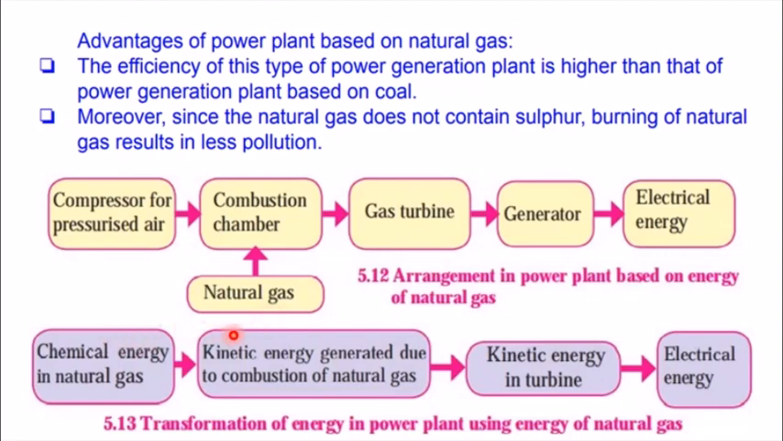Now, how is the transformation taking place? First, that is chemical energy. We all know that in natural gas, we have chemical energy. That chemical energy is then converted into kinetic energy, which is generated due to combustion of the gas. High temperature and pressure is created, that means kinetic energy is being formed. That kinetic energy is then converted into kinetic energy in the turbines, and then it gets converted into electrical energy. So this is the formation of energy. From chemical energy, it got converted into kinetic energy, and then it got converted to electrical energy.